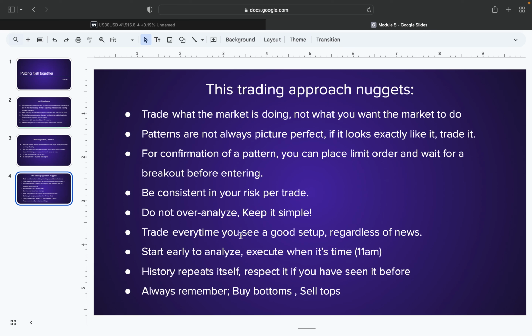Now, the next point is, we have talked about the reason why you need to place a limit order or wait for the breakout before entering, thereby reducing your risks but increasing your certainty. Now, you need to be consistent in your risk per trade, regardless of your risk to reward ratio, because all trades may not give you an equal risk to reward ratio, but it is your choice to decide what you are risking.